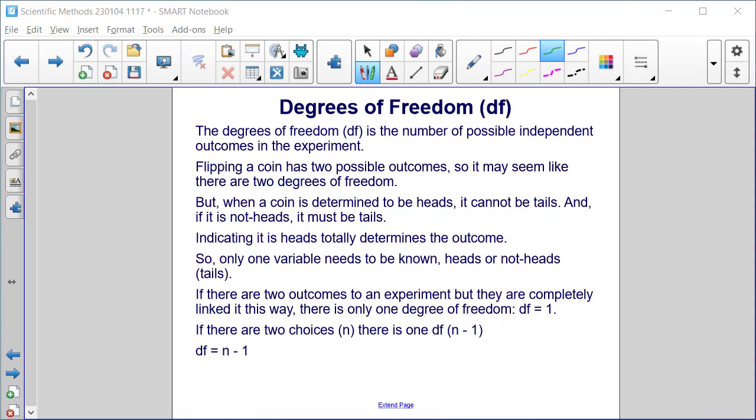If there are 2 outcomes to an experiment, but they are completely linked in this way, there is only 1 degree of freedom, DF equals 1. If there are 2 choices, N, there is 1 degree of freedom, N minus 1, as you can see here.